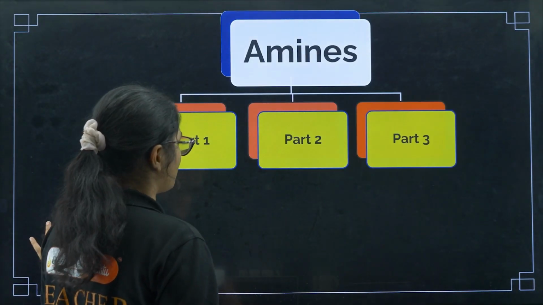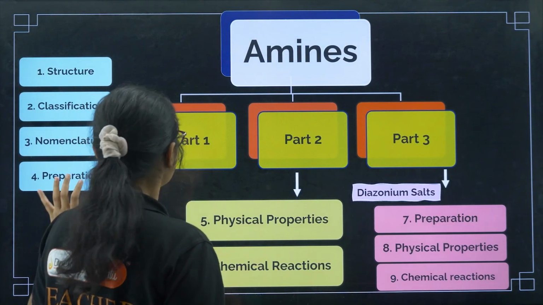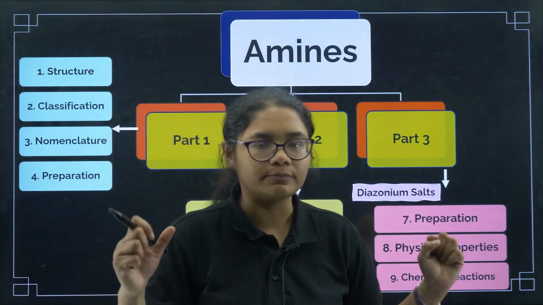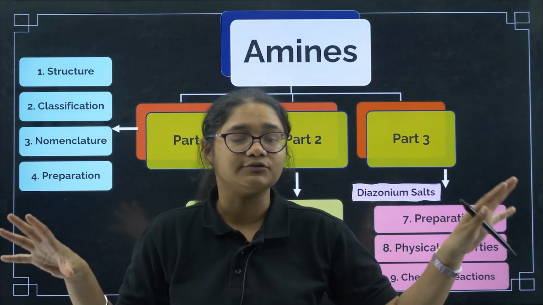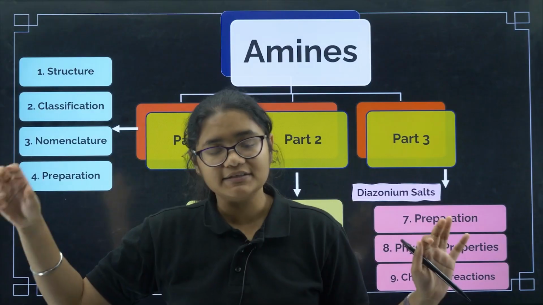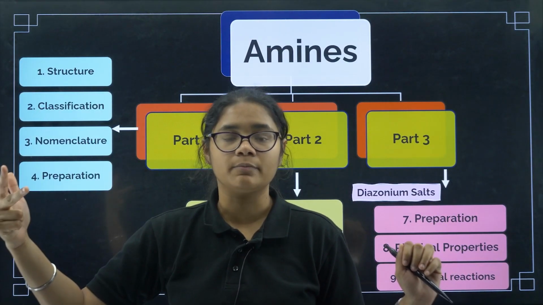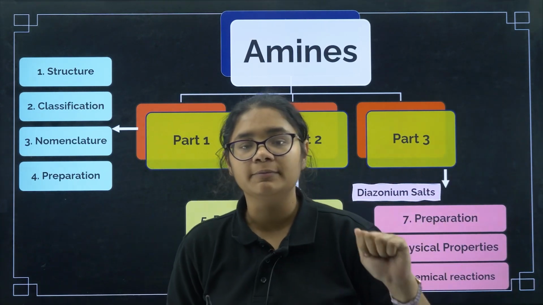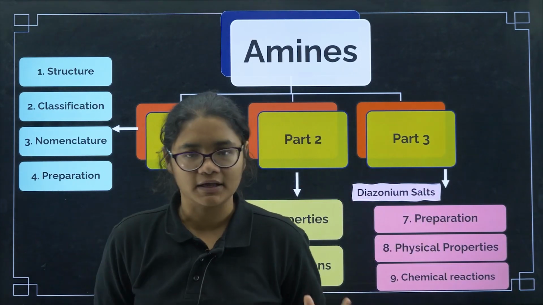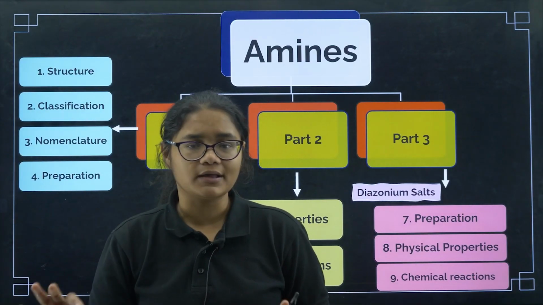So I'll be telling you what all things we are going to do in this particular chapter. There are basically two main components of this chapter. One is amines, another is diazonium salts. For amines we will be studying the preparation method, physical properties and chemical properties. Similarly, for diazonium salts also we will be studying the preparation, the physical properties and the chemical properties as well.